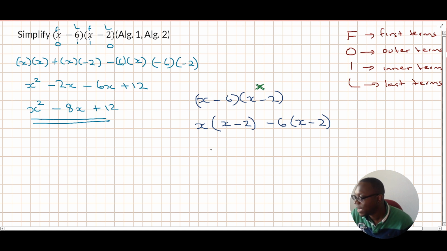So x multiplied by x is going to give us x squared. x multiplied by negative 2 is minus 2x. Negative 6 multiplied by x is negative 6x. And negative 6 multiplied by negative 2 is plus 12. So you can see that we get to exactly the same position. We get the same result. So this is x squared. Negative 2x minus 6x is negative 8x. And then plus 12.